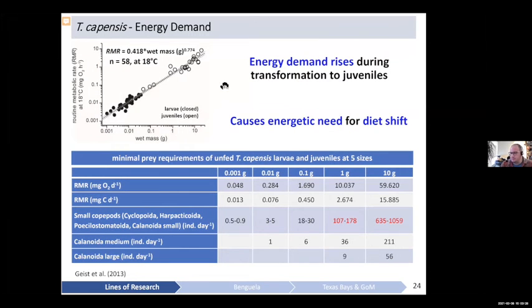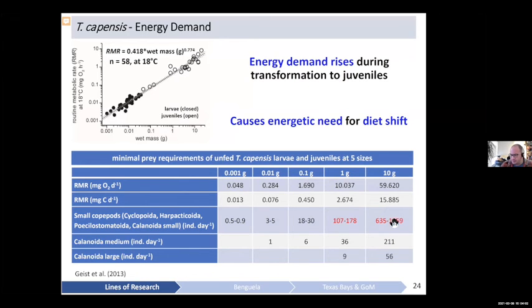Taking the information from this stomach content and combining it with the metabolic rates, and also with some carbon content data from my colleague Dr. Anna Schuckert from Dr. Hagen's lab, we were then able to estimate the minimum prey requirements for different sized horse mackerel larvae and juveniles at 5 sizes, estimating the numbers of different copepods that they have to ingest.